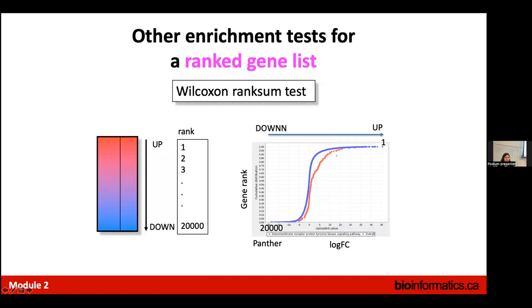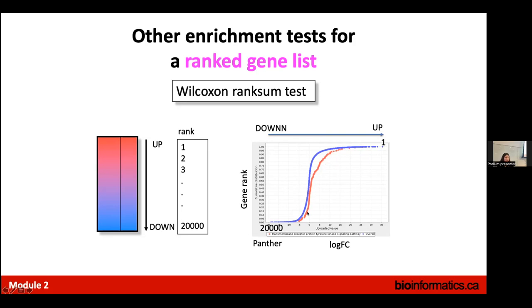So I mentioned the Wilcoxon rank sum test, which is also interesting. It's different from GSEA because it's non-parametric. In the Wilcoxon rank sum test, only the order of the genes is important. It's not the expression scoring, you just need to order the genes by 1, 2, 3, 4. It's just the order that is going to be taken into account.